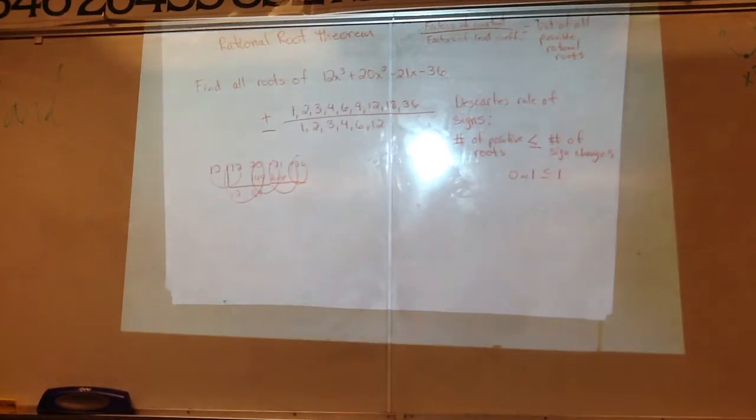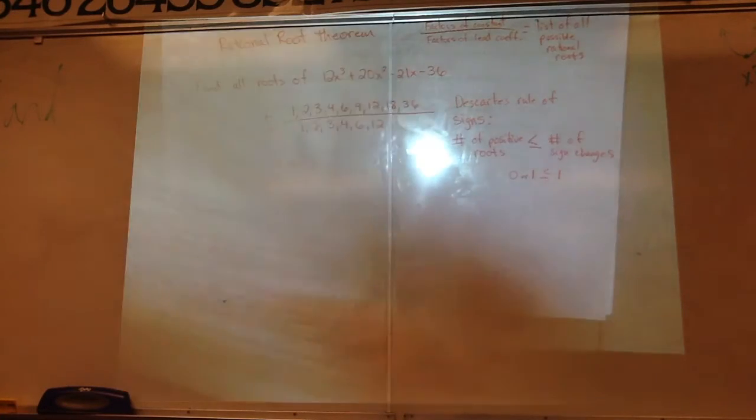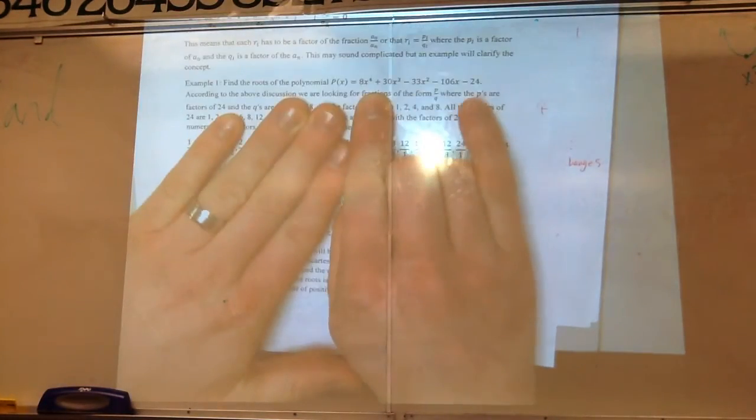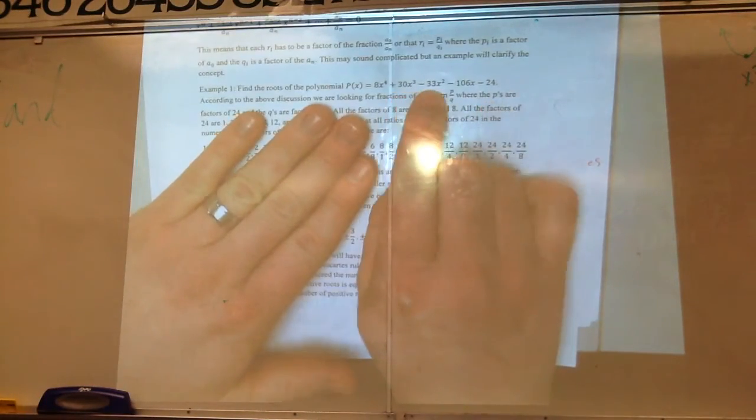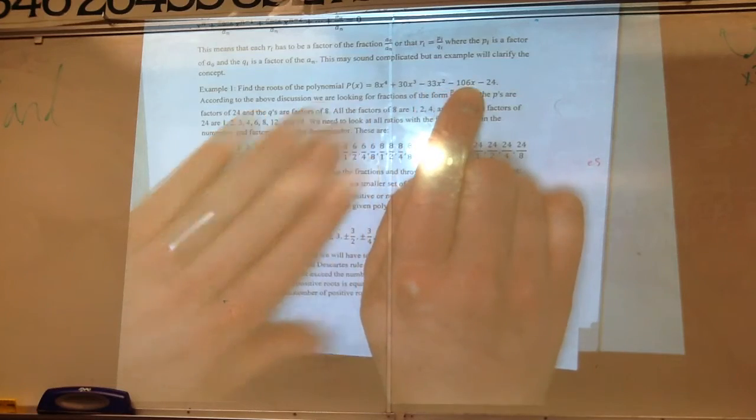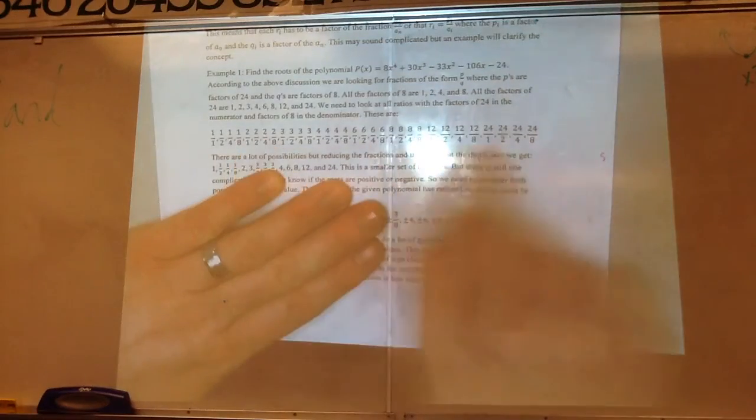Let me show you this one, the example out of the book. Find all the roots. Here's the problem: 8x to the 4th plus 30x to the 3rd minus 33x squared minus 164x minus 24. There's the possible roots.